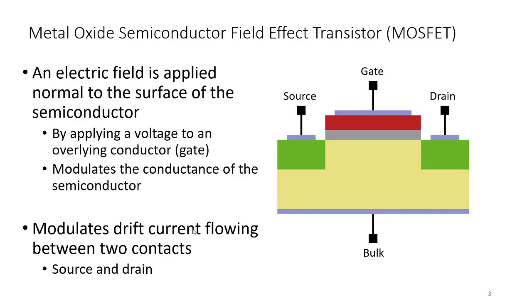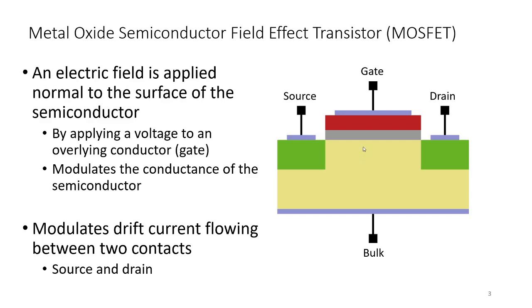So for this module, the main transistor that we're going to use is the metal oxide semiconductor field effect transistor, or MOSFET. So the basic operation of this transistor is that an electric field is applied normal to the surface of the semiconductor. So how do we produce that electric field? So we apply a voltage over an overlying conductor, which here is the gate. And because of this, we can modulate the conductance of the semiconductor.